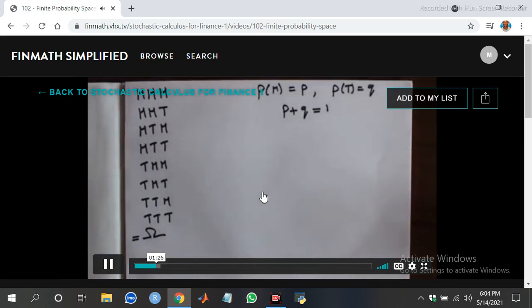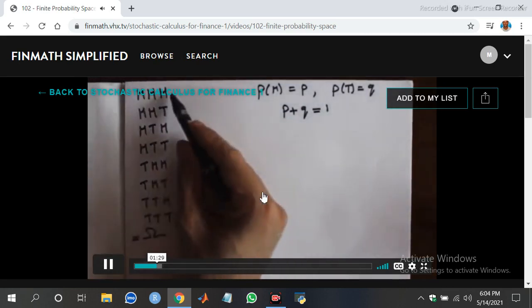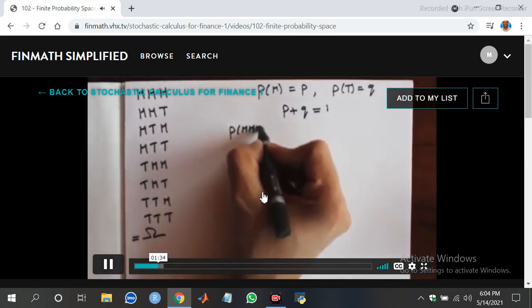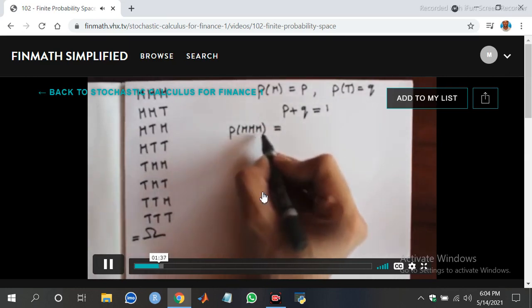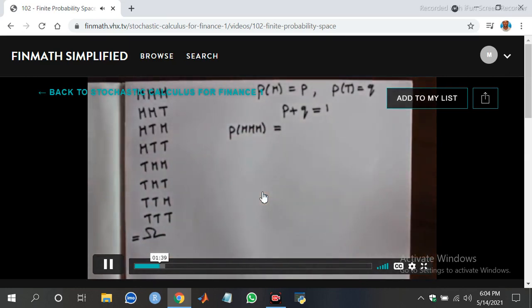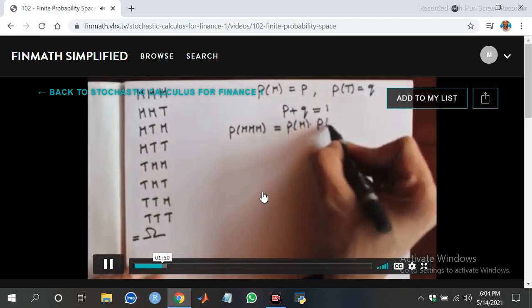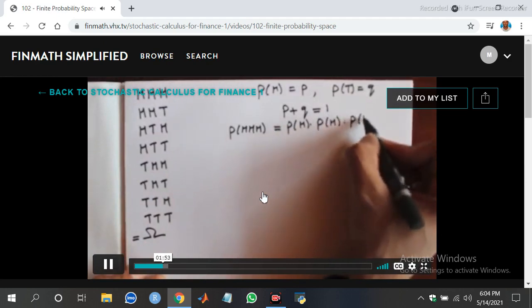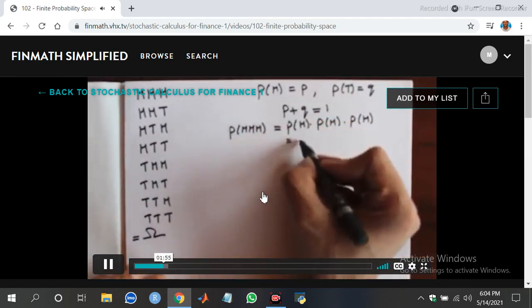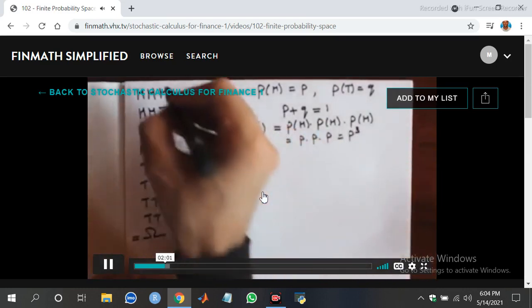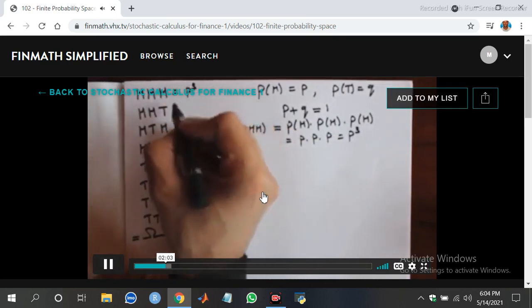Now I would like to define the probability of all of these outcomes. In particular, let's start by defining the probability of getting a head on all the 3 coin tosses. Before we do that, let's understand that these coin tosses are going to be independent from one another. If they are independent, we can write it as the probability of a head multiplied by the probability of a head multiplied by the probability of a head. According to our model, that would be P times P times P equals P cubed. So we can write the probability of this outcome as P cubed.